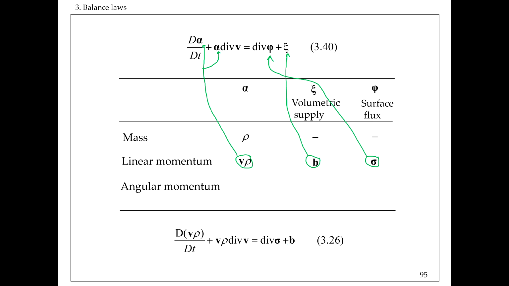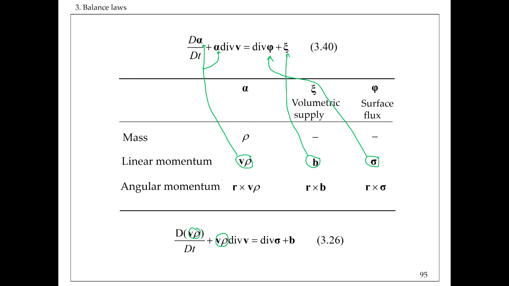Again, divergence sigma, b. So this is the surface flux, b is the volumetric supply, and v rho represents that quantity alpha, that linear momentum that is caused to change through the volumetric supply or surface flux. For angular momentum we have a similar term, but we multiply it with the cross product r, so we have r cross v rho, and then the volumetric supply. So basically everything looks in a similar manner. We just multiplied everything here with the cross product r.